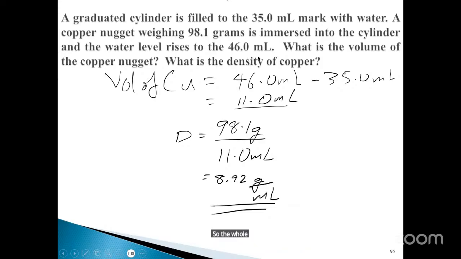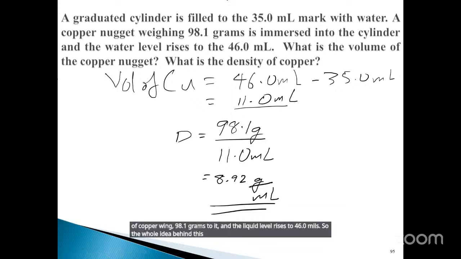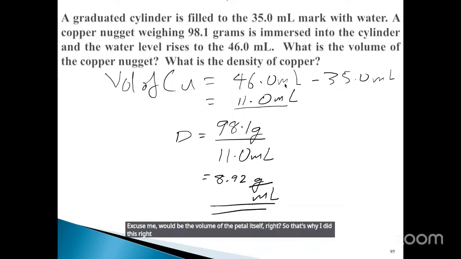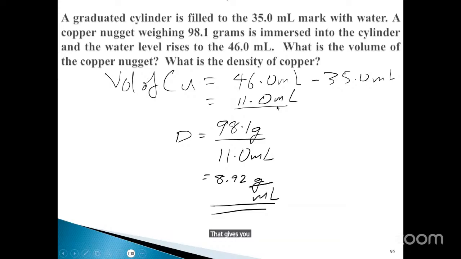So the whole idea behind this is the difference between the initial volume reading and the final volume reading would be the volume of the metal itself, right? So that's why I did this right here, 46.0 mils minus 35.0 mils, that gives you 11.0 mils. That would be the volume of the object.